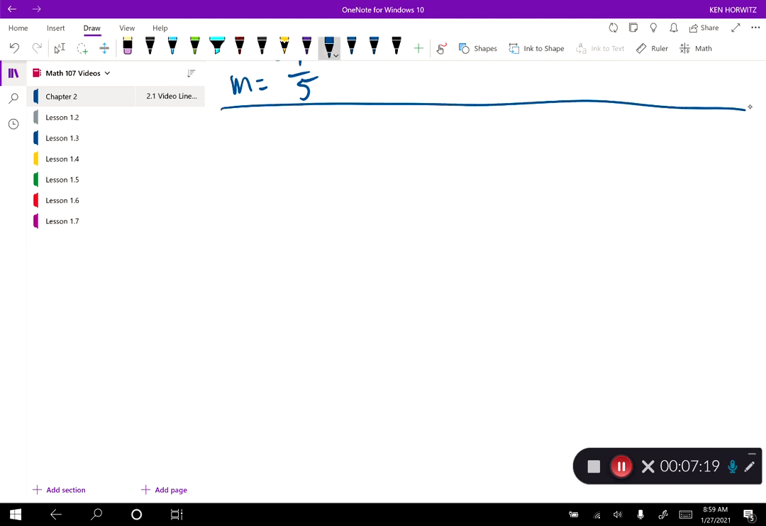There are many different ways to get the form of a line. One way is point slope form.